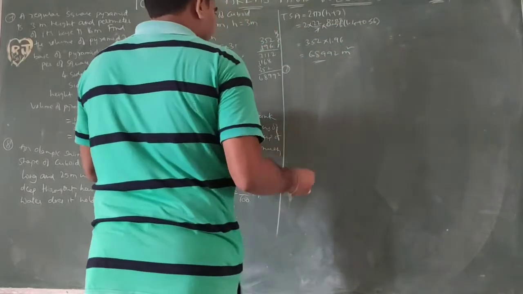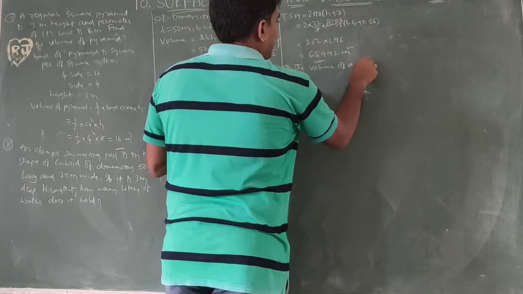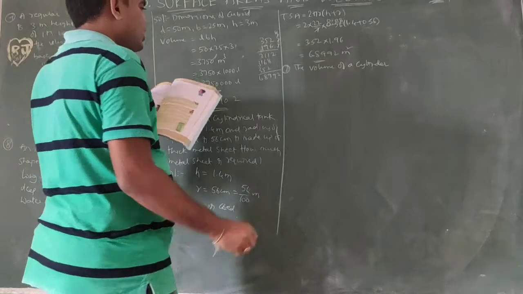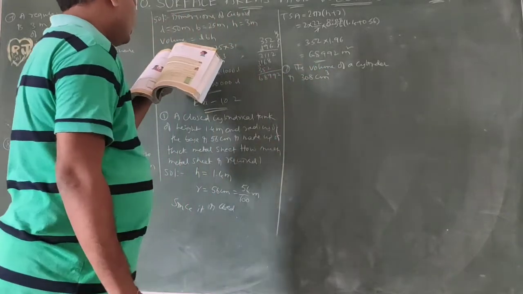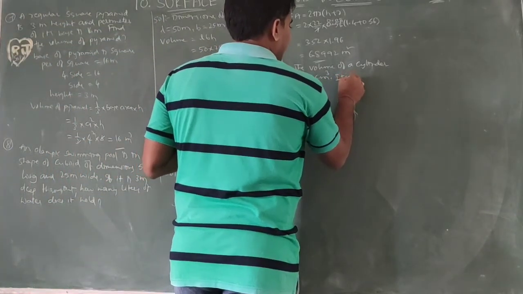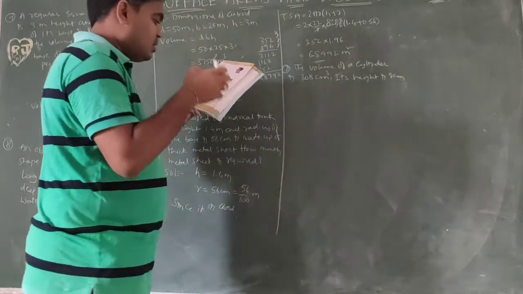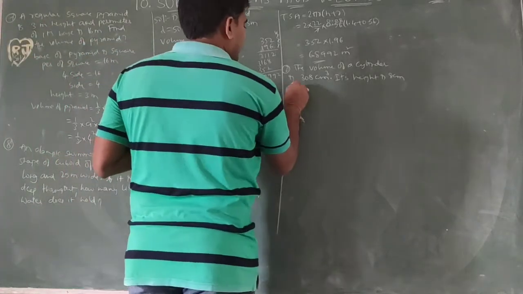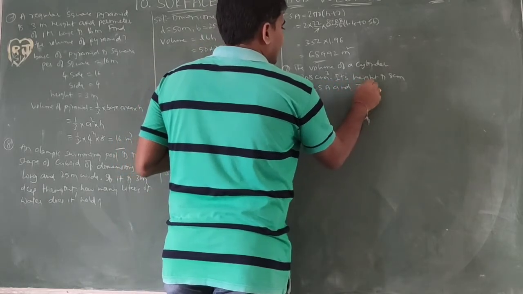The volume of a cylinder is 308 centimeter cube. Its height is 8 centimeters. Find the lateral surface area and total surface area.